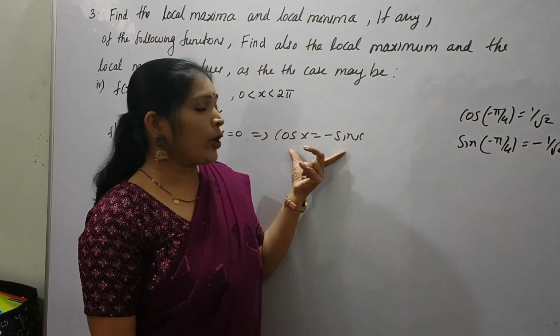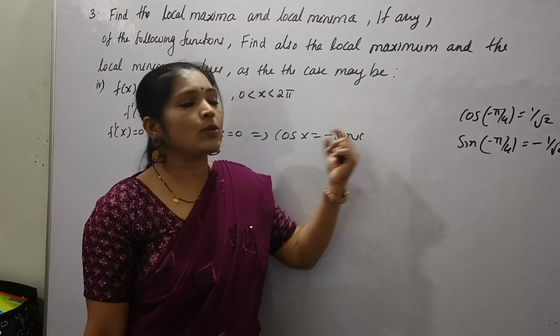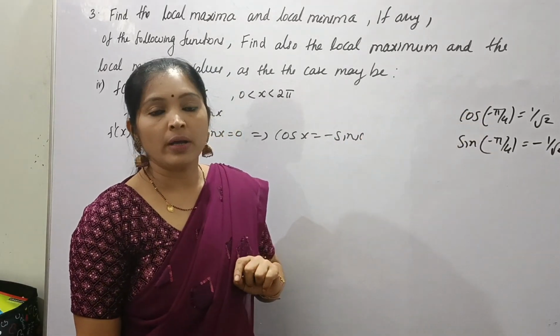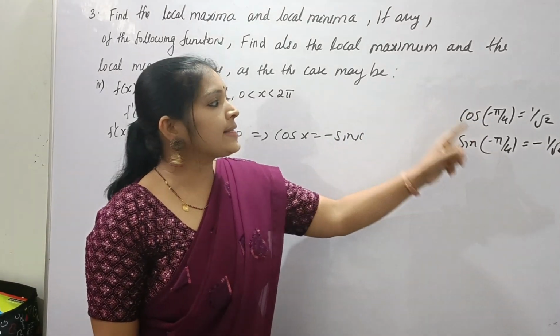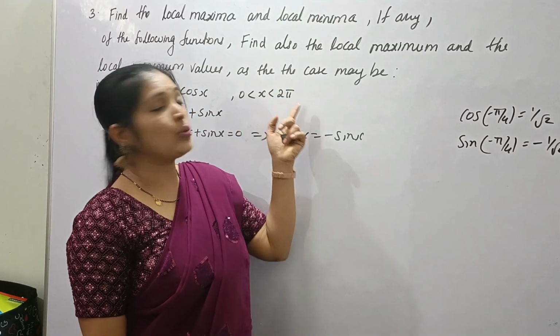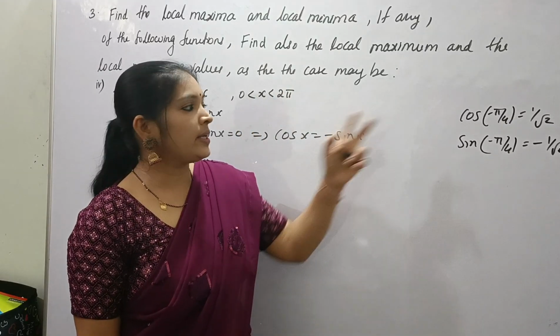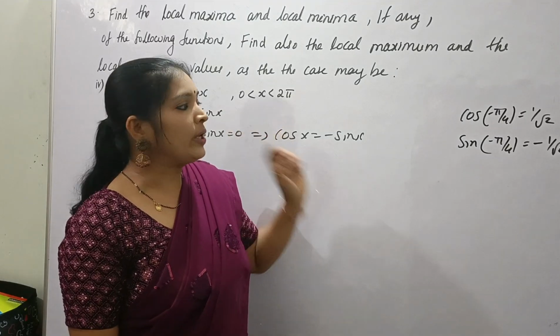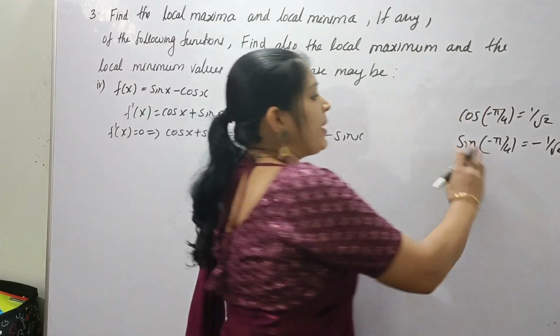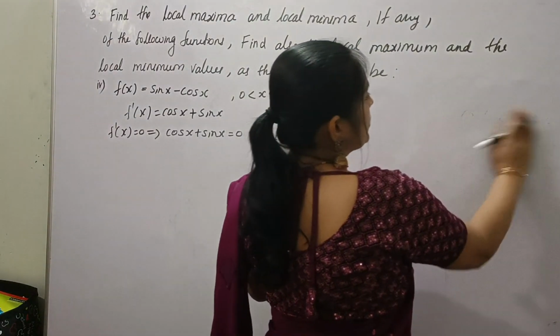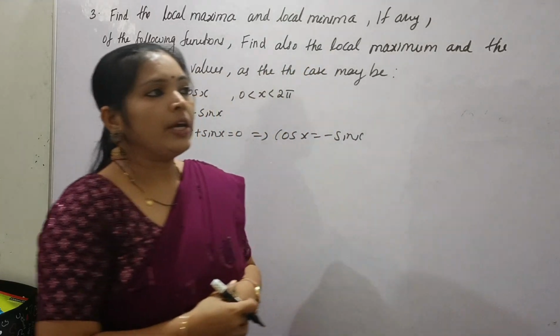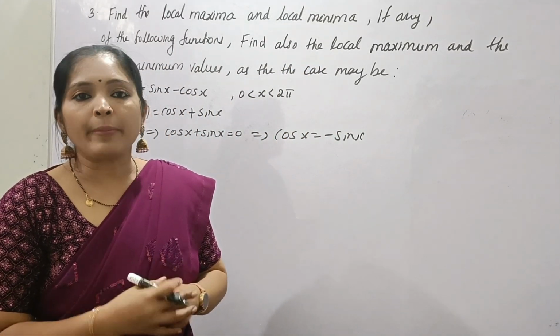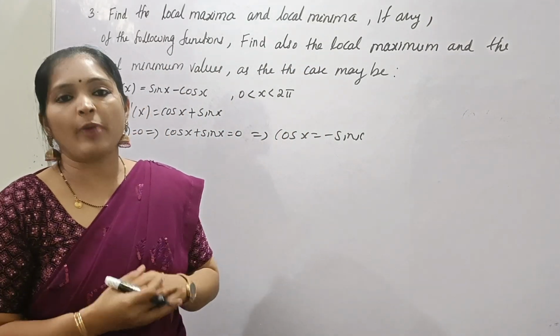Okay. Here, according to this, we can say x is equal to minus pi by 4. But this x should be between 0 and 2 pi. Here minus pi by 4 does not belong to this interval, right? So here minus pi by 4 is not included. Okay. So then next value. Here we know that it should be a multiple of pi by 4.